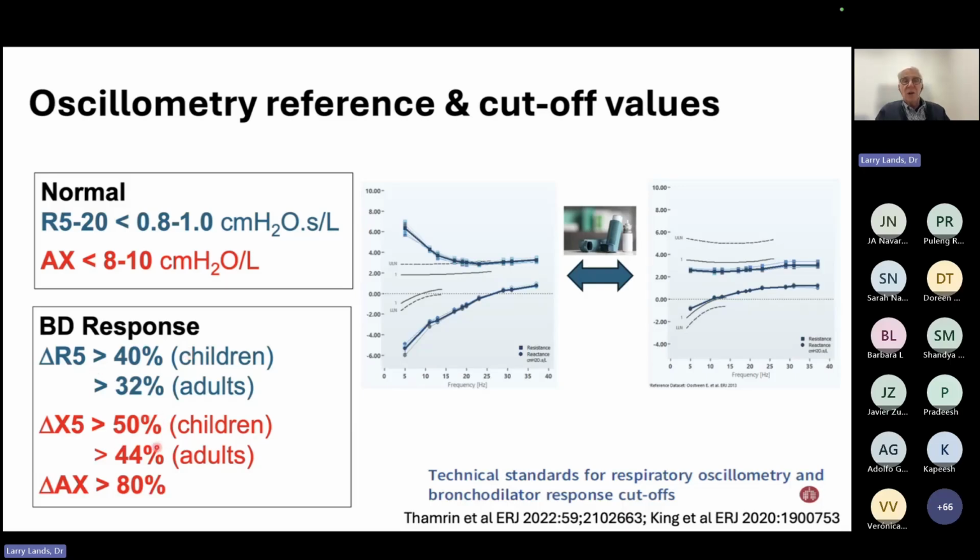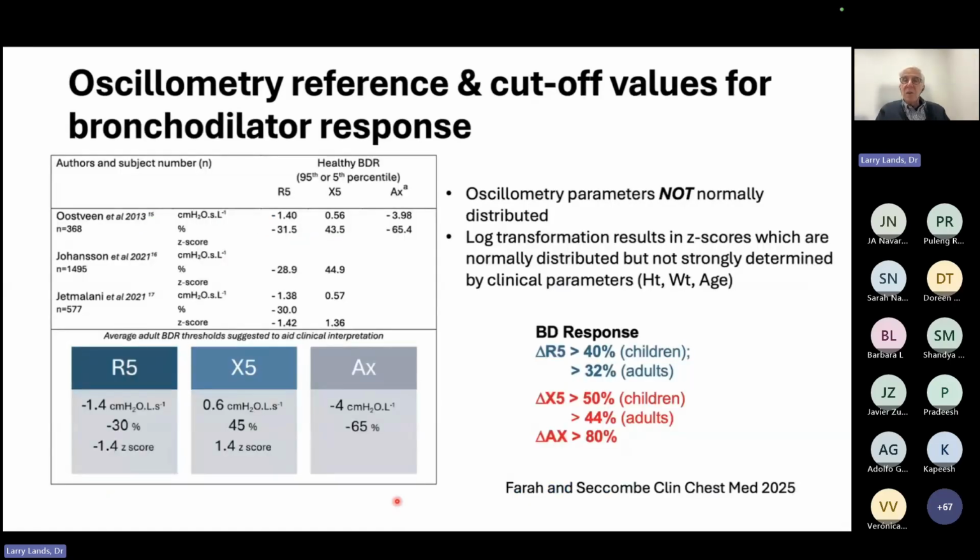Reactants, you want a change of around 45 to 50%, and the area under the reactance curve, these statements, including the ERS statement, really talk about more than 80%. Now, a more recent paper, published in 2025, utilized the studies that the ERS statements used, but added some more recent studies, one with close to 1,500 and one with close to 600 patients. And you'll see that these are fairly similar to what I just showed in terms of bronchodilator threshold.